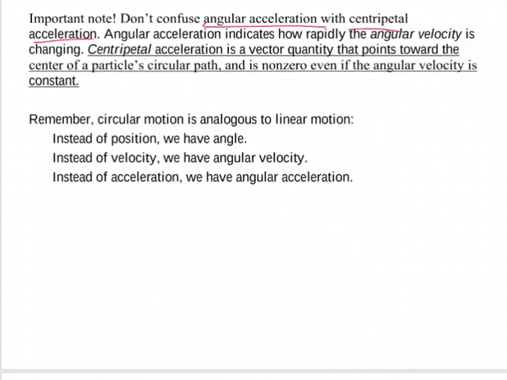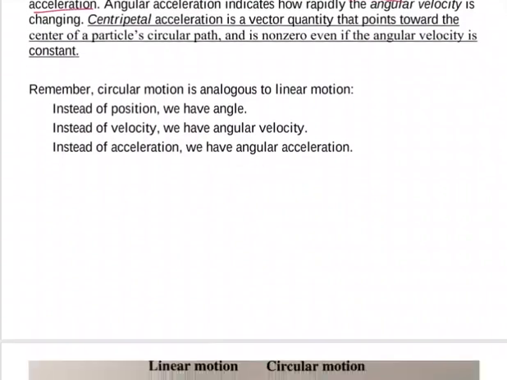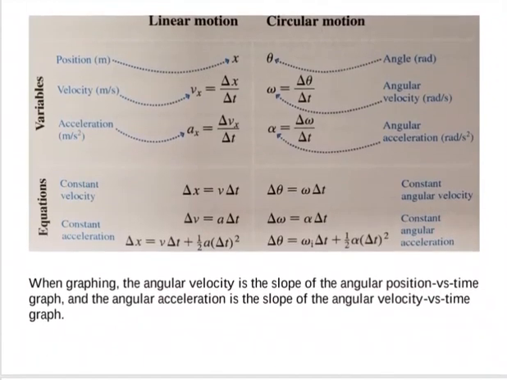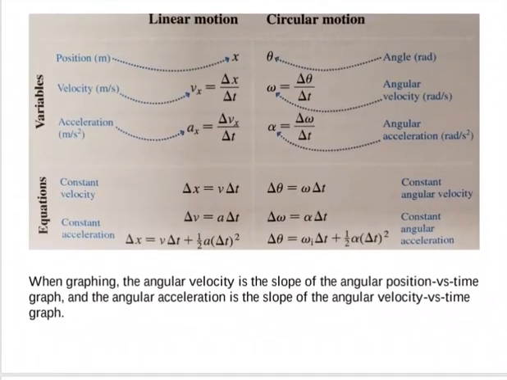So remember, circular motion is analogous to linear motion. So instead of position, we have angle. Instead of velocity, we have angular velocity. Instead of acceleration, we have angular acceleration, okay? And those all correlate between the variables that we used to use. So this chart kind of illustrates that. Position was meters and used the variable x. In circular motion, x becomes theta. And we talk about the angle, and the units there are radians, okay?